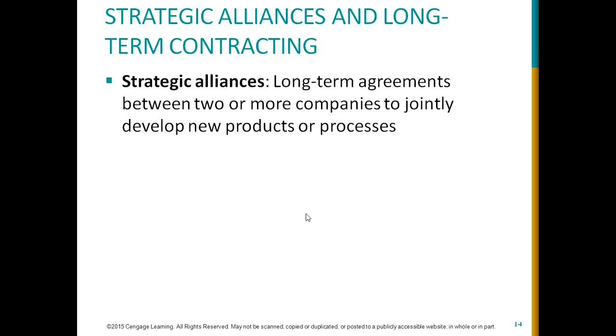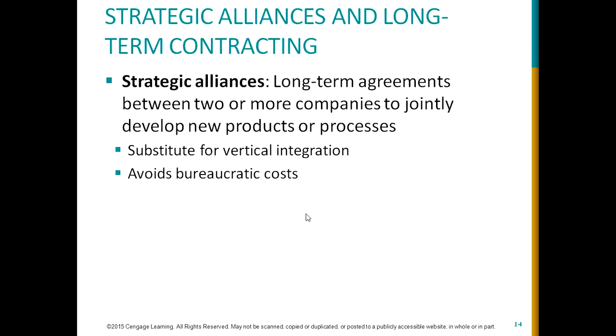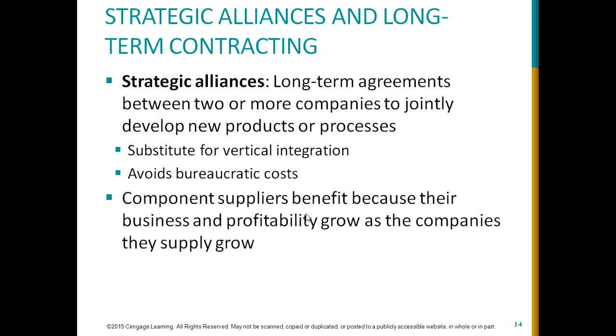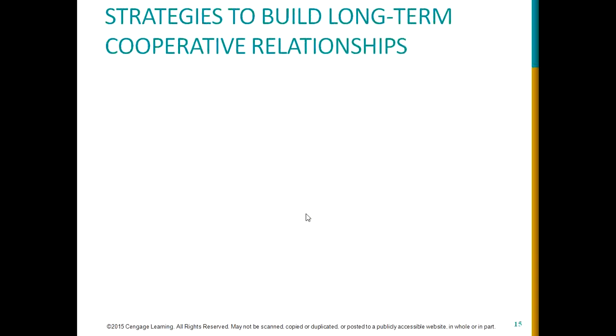Now, strategic alliances and long-term contracting. Long-term contracting means long-term agreements between two or more companies to jointly develop new products or processes, a substitute for vertical integration, which avoids bureaucratic cost. Component suppliers benefit because their business and profitability grows as the company they supply grows, and how they particularly grow with the incredible amount of importance with the company's overall long-term relationship.